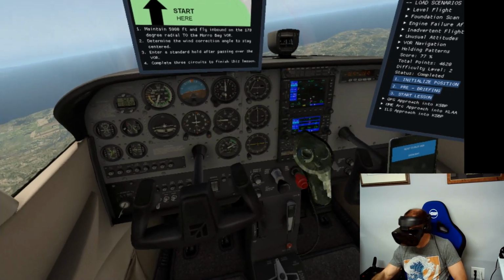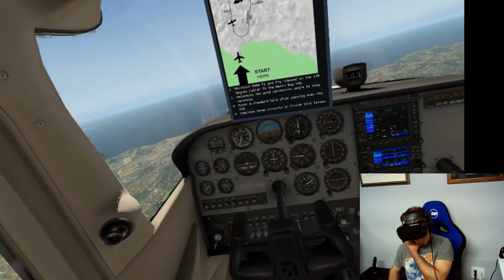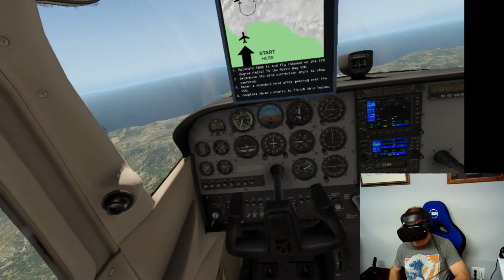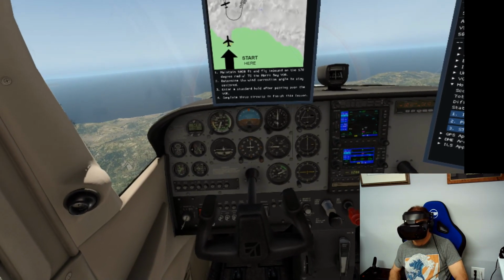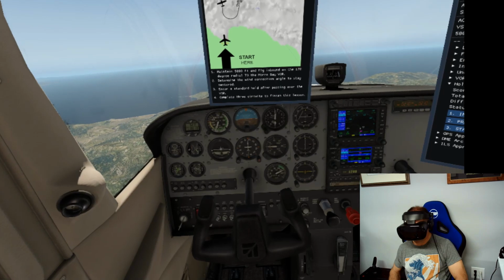Adjust your outbound leg time and heading if necessary. You should be directly over the inbound course when the wings roll level from a standard rate turn. Your inbound leg time in the last hold was 18 seconds.